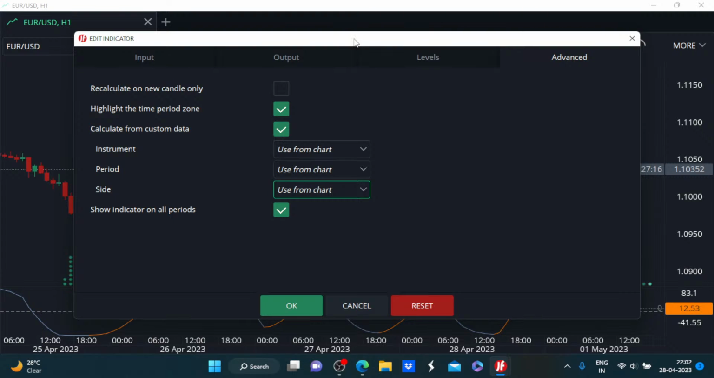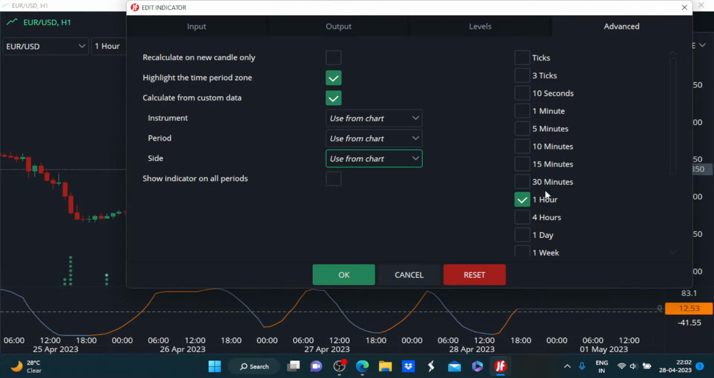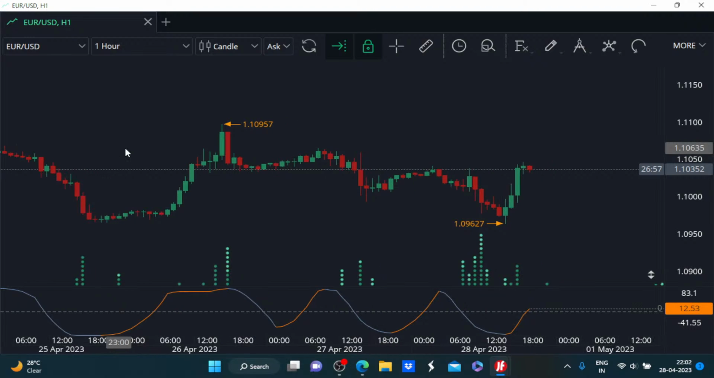Show indicator on all the periods. So if you want this indicator to be available whenever you change the chart's candle periods, you have to opt in for this. Else you can specify which particular candle period you want this indicator to be available on. So only on those candle periods this indicator will be available. So that's how this system works.